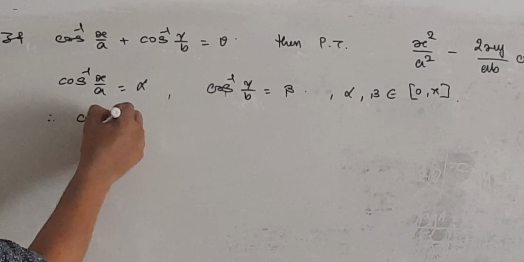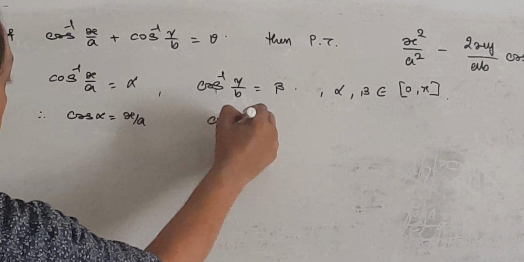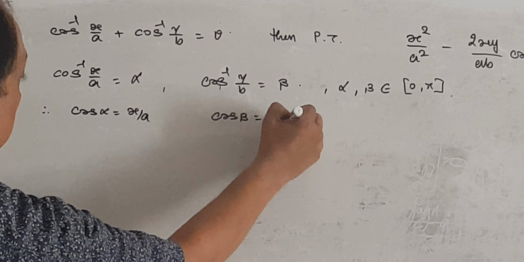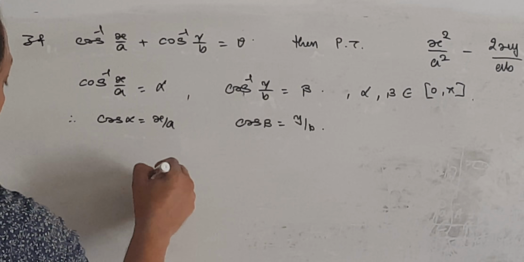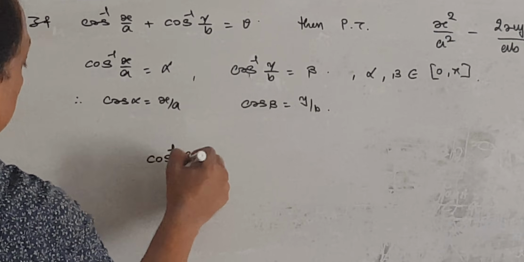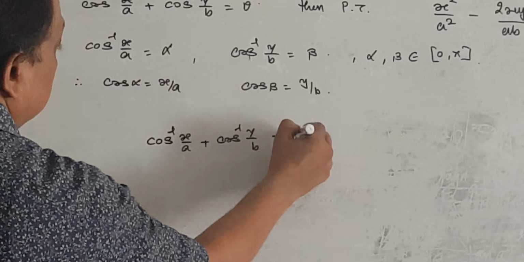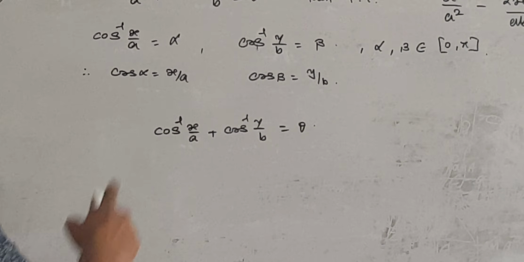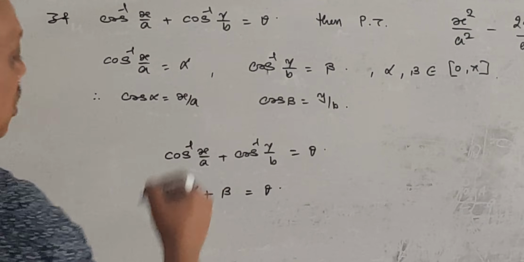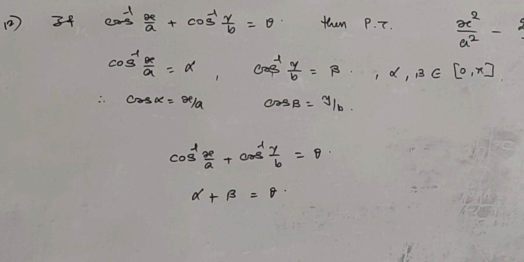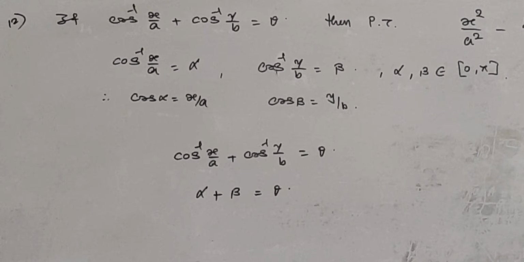So cos alpha is x upon A, and cos beta is y upon B. Now your sum will be: here you have cos inverse x upon A plus cos inverse y upon B, that is alpha plus beta. And I say it's equal to theta. Up to this clear. Now what do we do next?